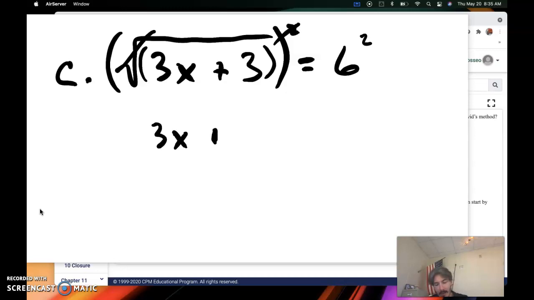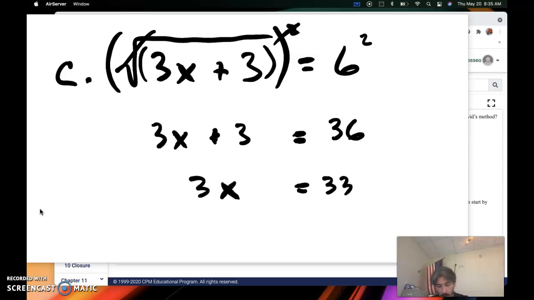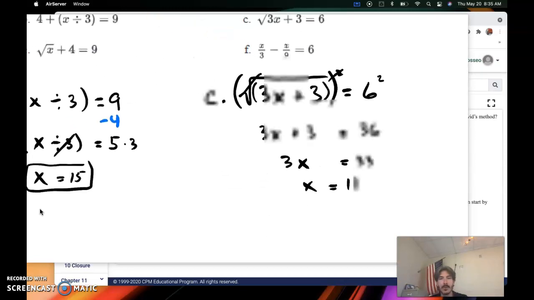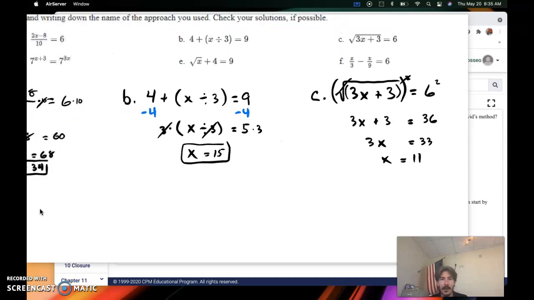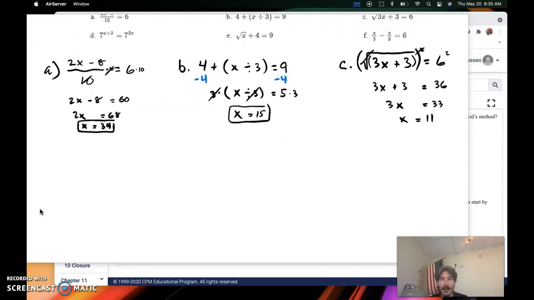And I've got 3x plus 3, and over here I've got 6 squared, which is 36. Now you can speed through the last 2 steps. This is just a 2-step equation. Subtract 3 from both sides, and you get 3x equals 33, and when you divide by 3, x equals 11. Okay? So recognizing that first step is a good thing to do here. We're going to move on to D.